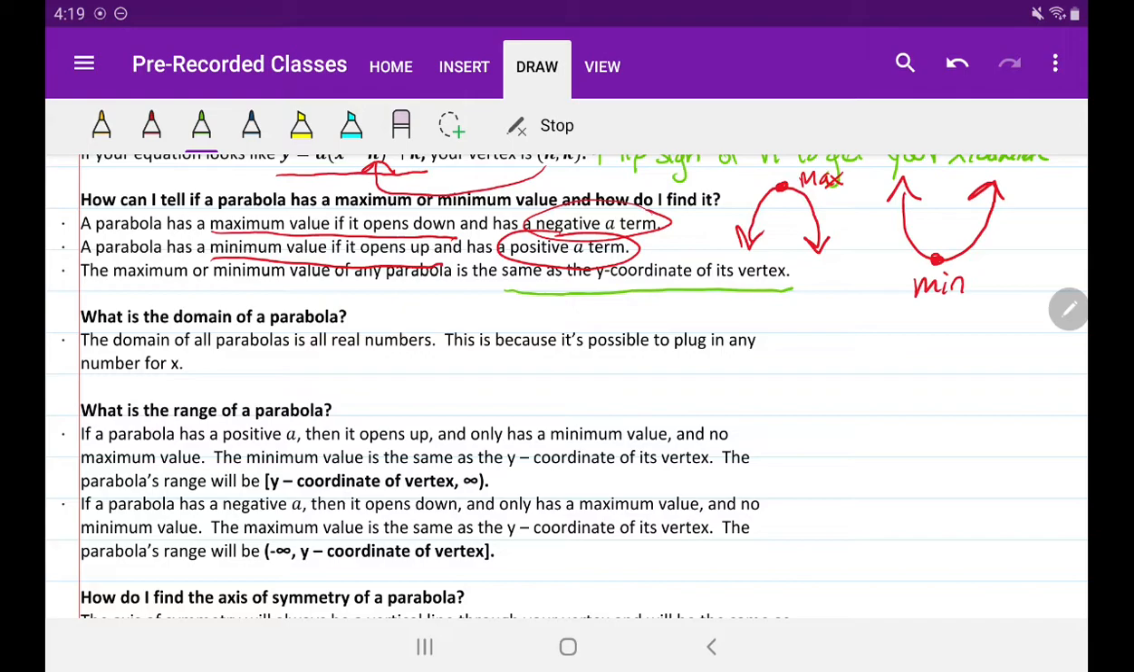If you've already found your vertex, then you can just pull your y-coordinate out, and that's going to be your max or min value. And what is the domain of a parabola? The domain of a parabola is very easy. It's all real numbers. And the reason for that is because you can plug in any value of x into a quadratic equation and it'll work out just fine. Okay, so all real numbers, that'll be your answer for that question all day long.